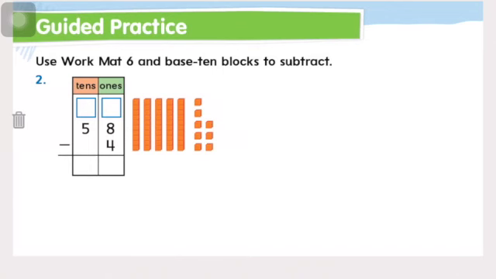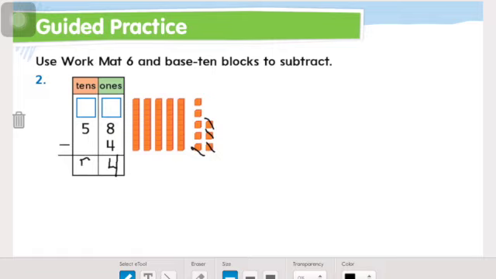Okay, number 2, 58 minus 4. Remember, we always ask ourselves on the ones, more on the top, more on the floor. We have more on the top, no need to stop. We can cross out 4, 1, 2, 3, 4, which leaves us with 4. We didn't have to take any away, so we end up with 54.